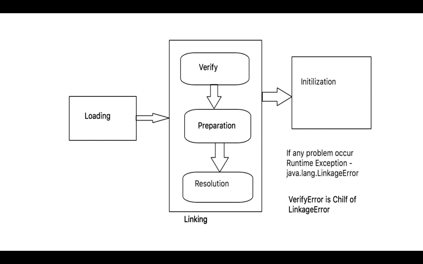So from this diagram, you can understand the responsibility of the class loader subsystem. It loads your .class file into the method area, then does verification, preparation and resolution in the linking phase, and in the final phase it assigns the original values to the static variables. In between, if any exception occurs, it throws a runtime exception, java.lang.LinkageError.